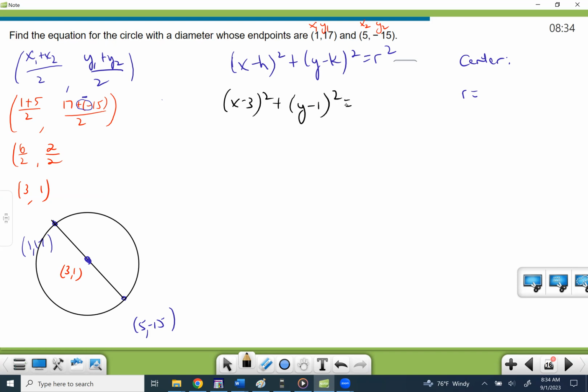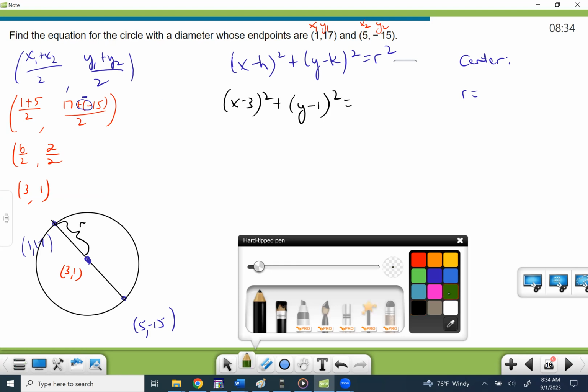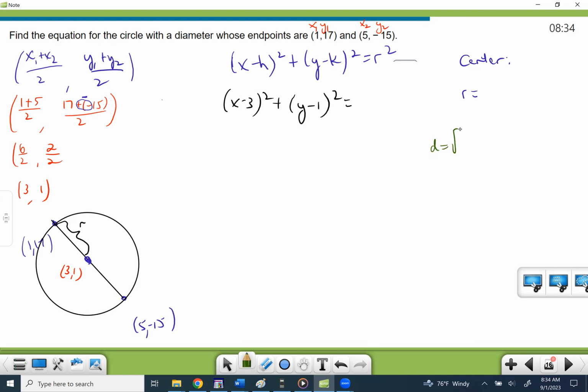Now we got to hunt down the radius. If we're doing the radius, this is the radius in the picture. If I want to find out how long that is, I can just use the distance formula. Now you see why this is one of the tougher ones on the assignment. This has a lot of formulas busted out, all 3 of our formulas that we learned in this section in one problem.